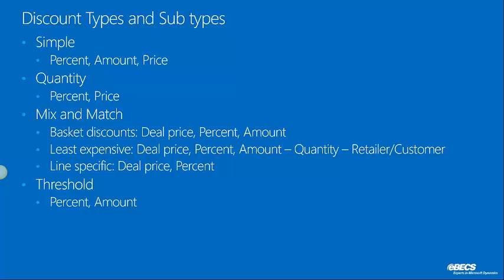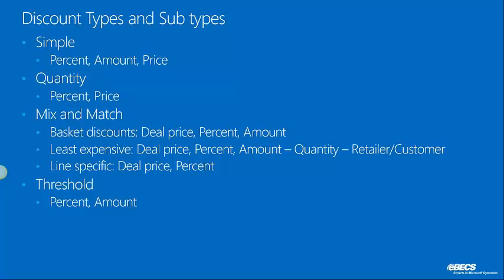And then you've got your mix and match discounts. These are a little bit more complicated, where you can do many different things, such as a basket discount, a least expensive discount, or a line-specific discount. So mix and match discounts can include products or different deals. A good example would be if I buy 2 computers, I'll get a backpack for free that's included.